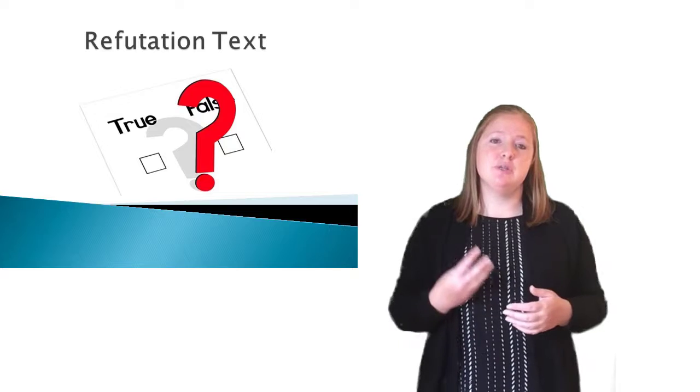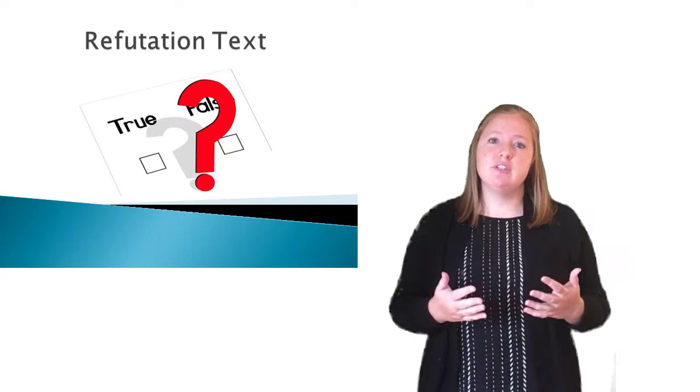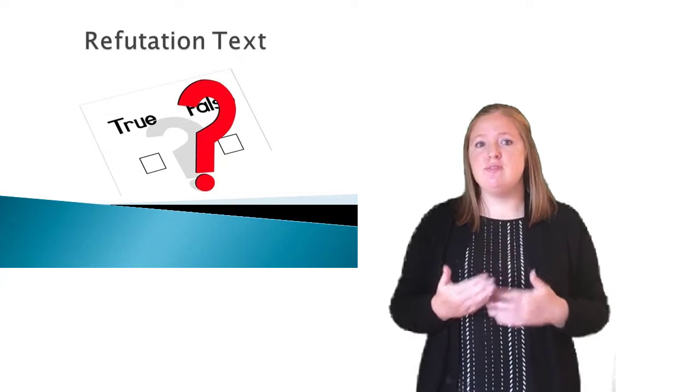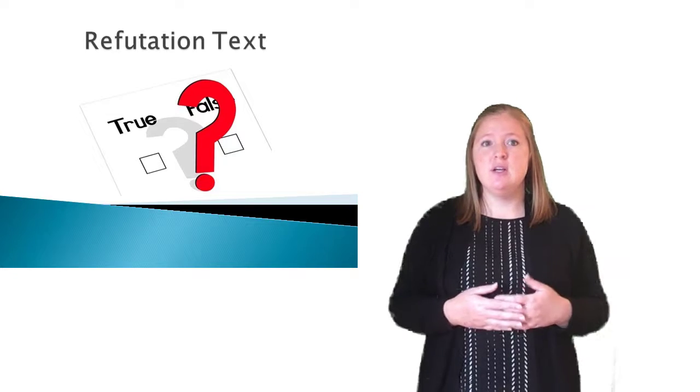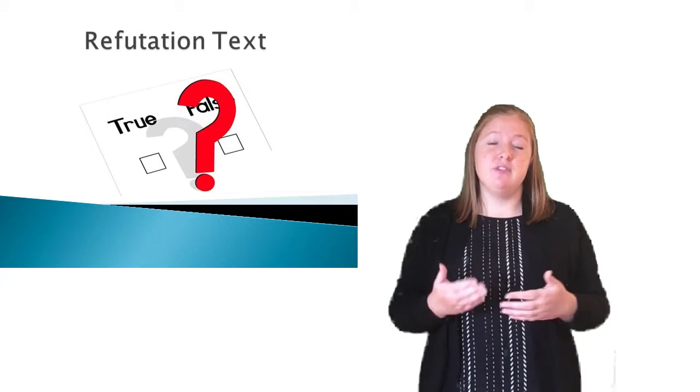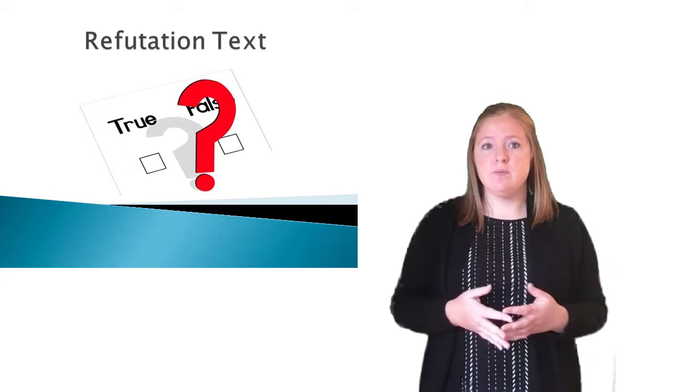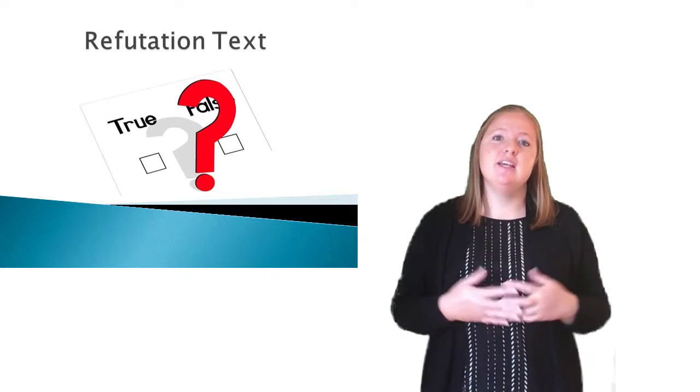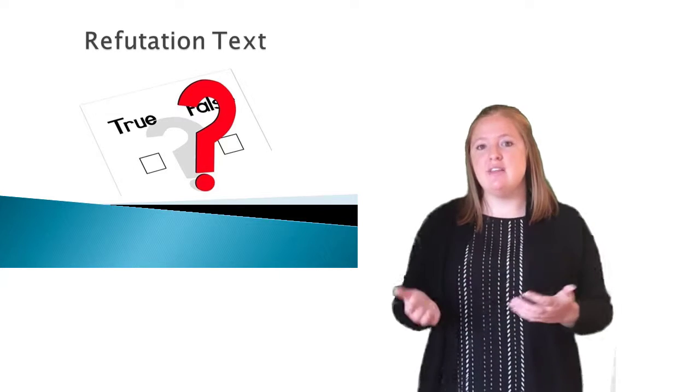Refutation text has three components. The first is the assumed fact or misconception. Next is the refutation, or saying it isn't true. And finally, the third component is the statement of the facts, or the explanation.